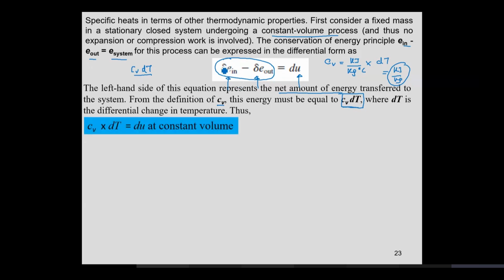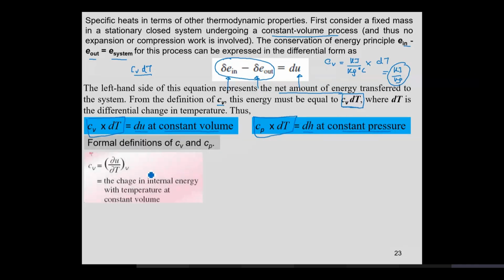Using this in mind, you will have that for a constant volume process, CV dT is essentially nothing but the change in internal energy at constant volume. And similarly, CP dT is basically nothing but the change in enthalpy of the system at constant pressure. This could also be represented in formal definitions which say that CV is the partial differential of U divided by the partial differential of T at constant volume. And similarly, CP is nothing but the partial differential of enthalpy with regard to the partial change in temperature at constant pressure.